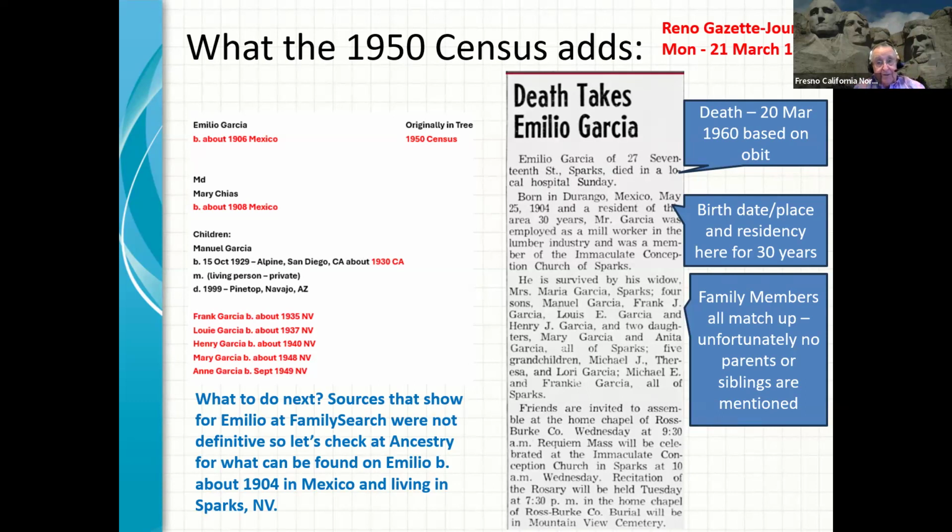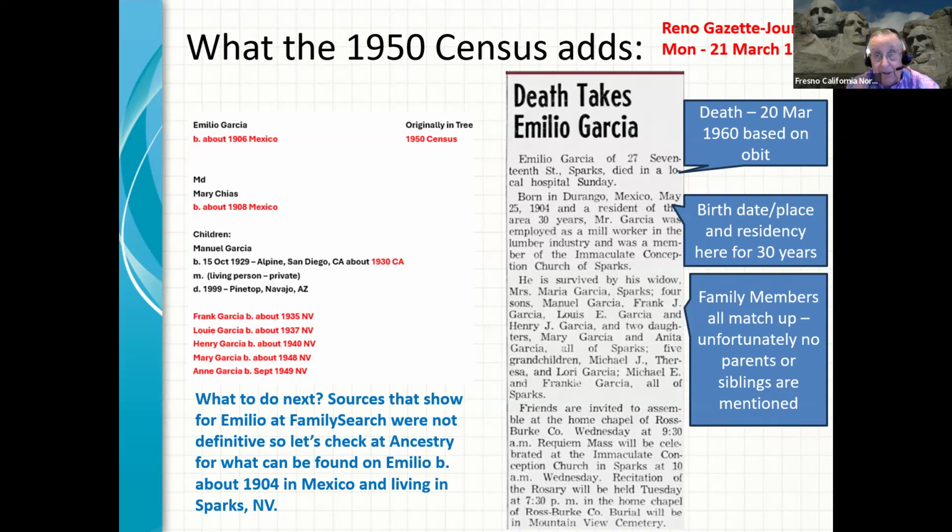What can we do next? Well, I went looking at FamilySearch and nothing really came up when I did a search for him off of his person page. Because Emilio just didn't show up with anything definitive. So I know Ancestry has great hints. Sometimes they're wacky and they're not accurate, but they provide a lot of hints a lot of times, and most of them are pretty good.